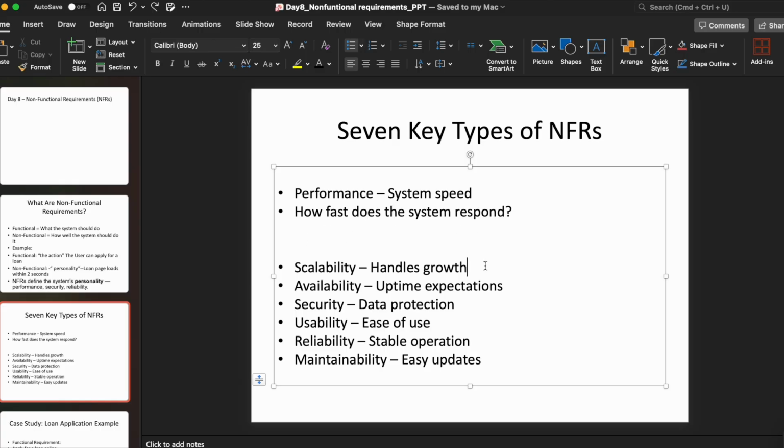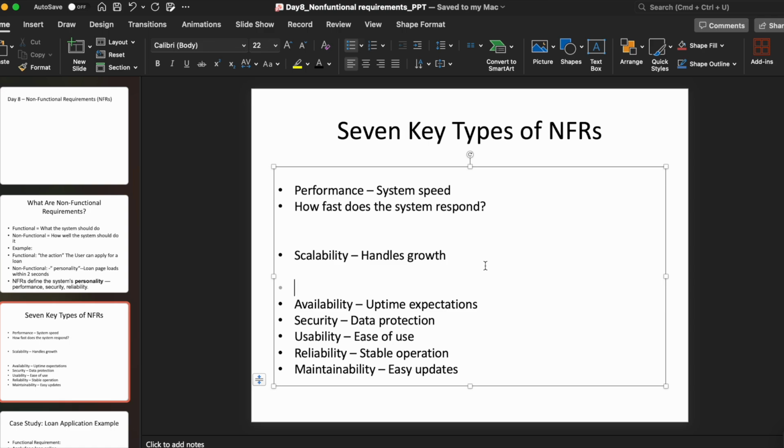The second one is scalability. Scalability is, can the system handle more users or transactions as it grows, right? For example, the system can support 10,000 active users. So it can handle that, that's the scalability.